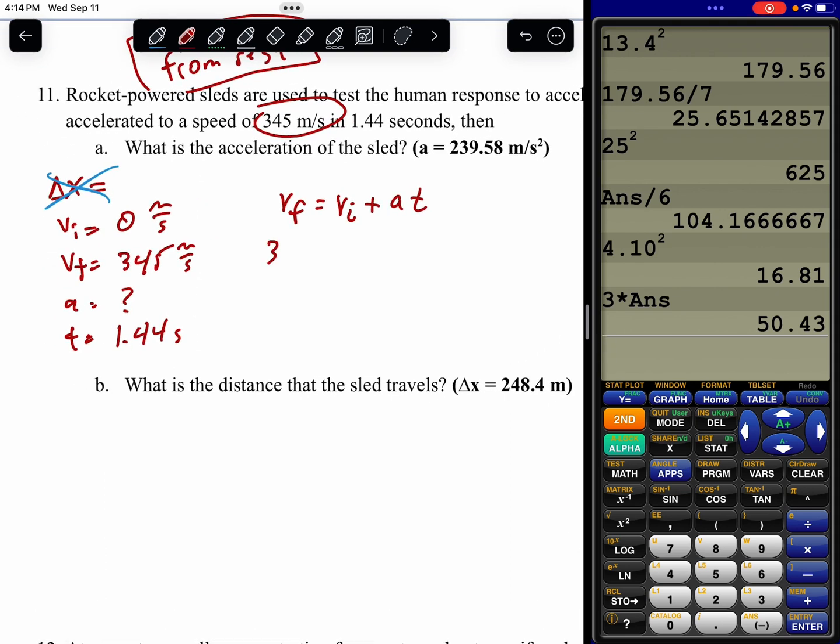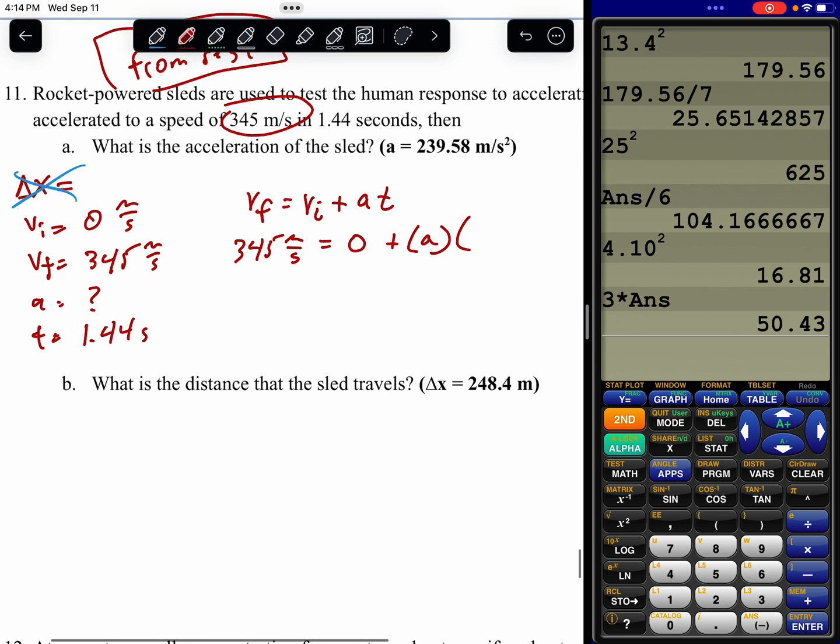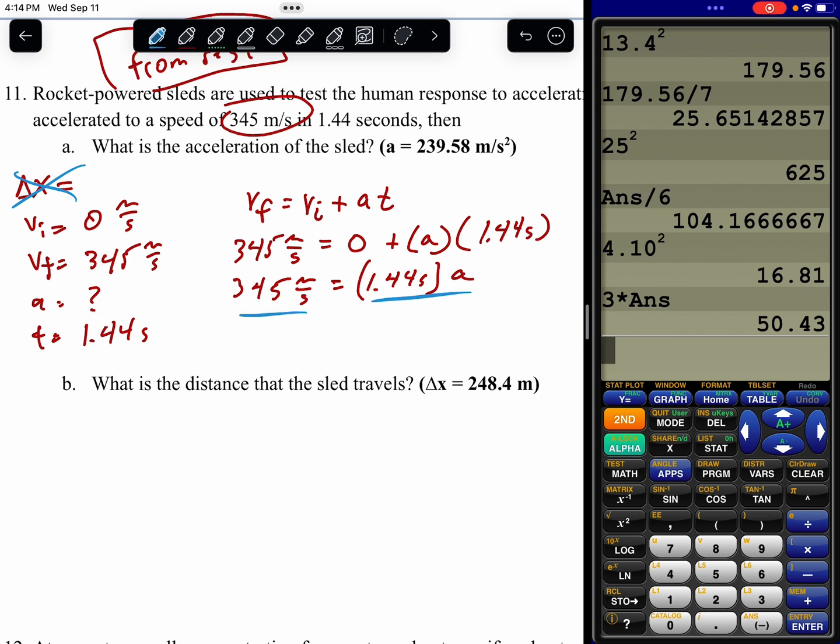V final is 345 meters per second. V initial is 0. Acceleration is the variable we are interested in, and time is 1.44 seconds. Simplify a little bit. Let's get rid of that 0. 345 meters per second is equal to 1.44 seconds times a, and let's divide both sides by 1.44 seconds.